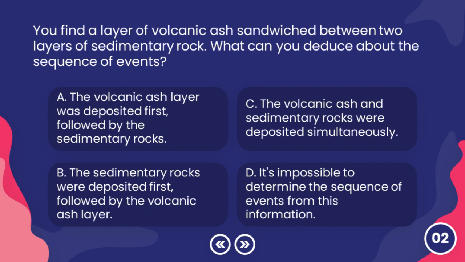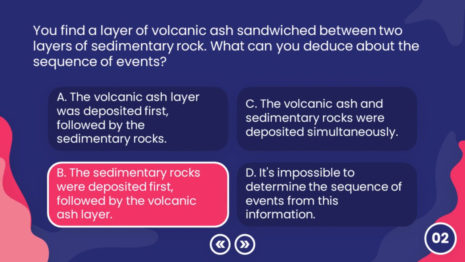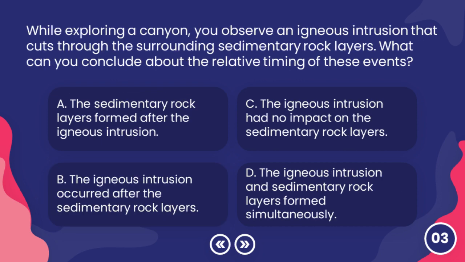Now, what is your answer? That is correct. It's letter B. The sedimentary rocks were deposited first, followed by the volcanic ash layer. Question number 3. While exploring a canyon, you observe an igneous intrusion that cuts through the surrounding sedimentary rock layers. What can you conclude about the relative timing of these events?